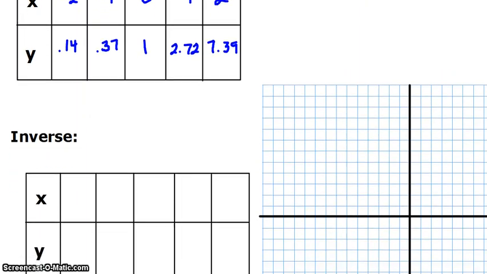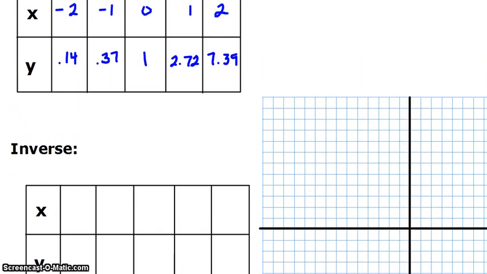All right, so let's graph these over here and see what we get. So -2 is 0.14, really close there. 0.37, not too much further. 0, 1, 1 and 2.72 be about there, and 2, that's 3, 4, 5, 6, 7.39, right about there. All right, so you see the shape is pretty much the same as all of the other exponential graphs that we've done. And it's still got that asymptote there at 0.